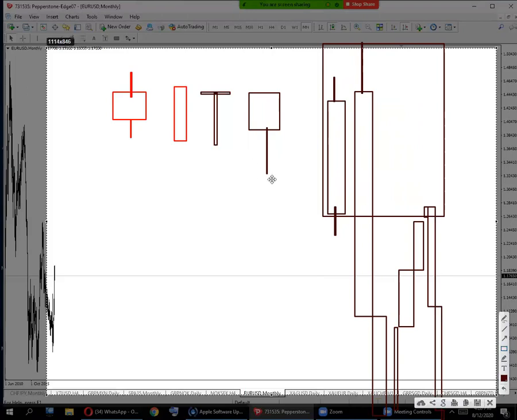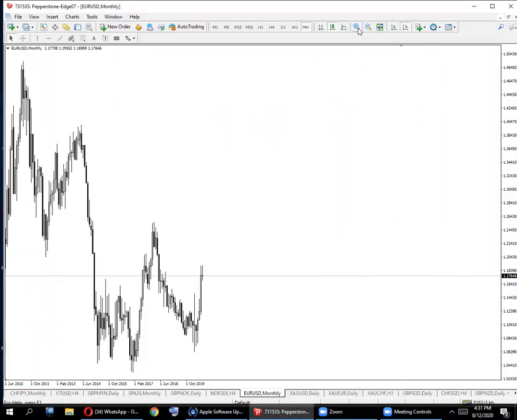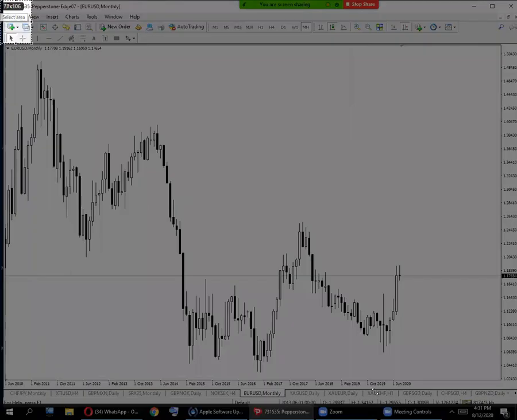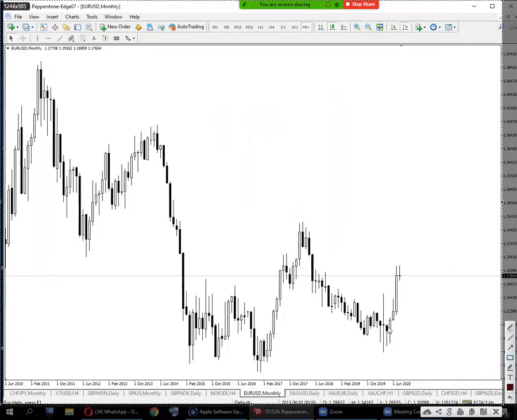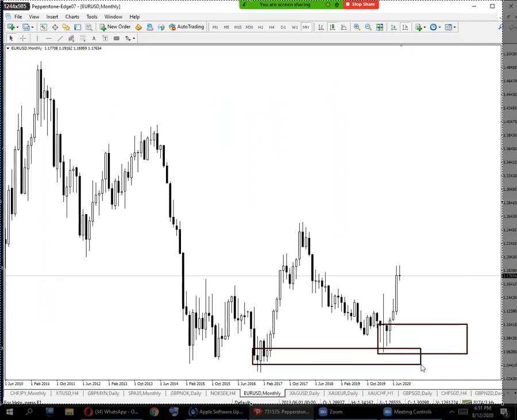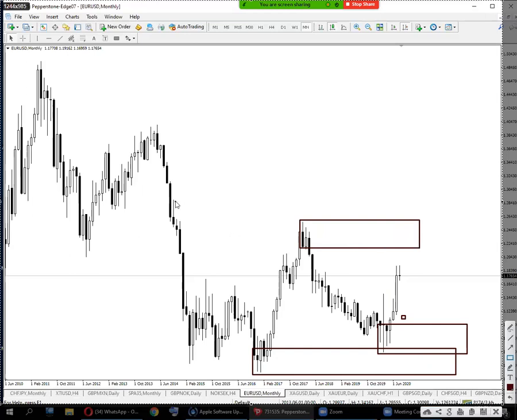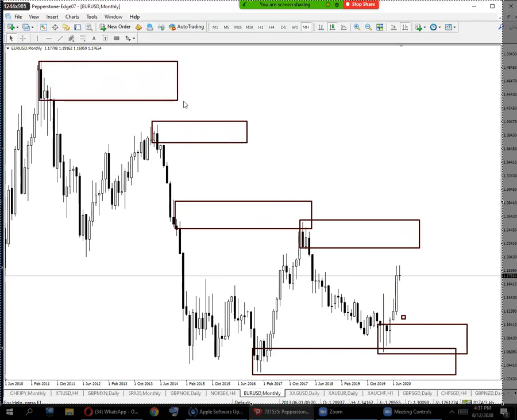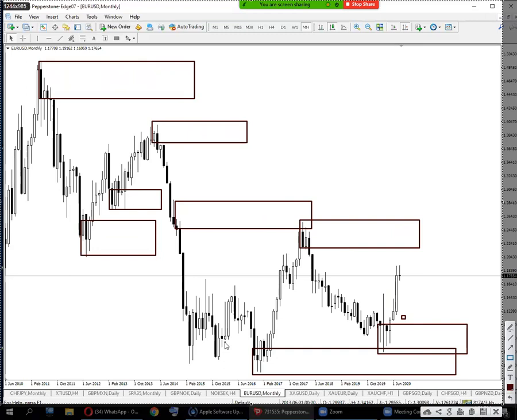Okay, it's clear. When we draw the zone, we can use two candles or three candles. Now check here, we have three candles. We have here four candles, two candles, three candles, four, five candles. These are two or three candles. It means we can use the bottom one, top one.